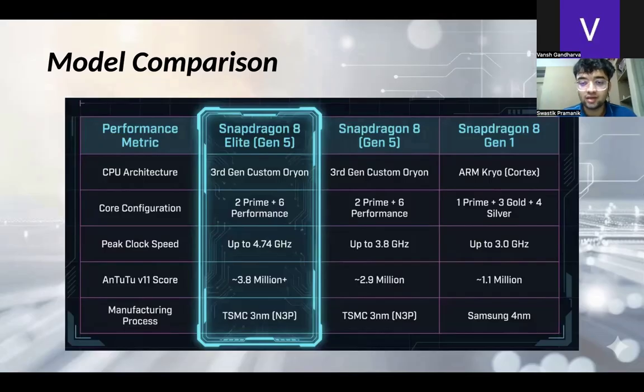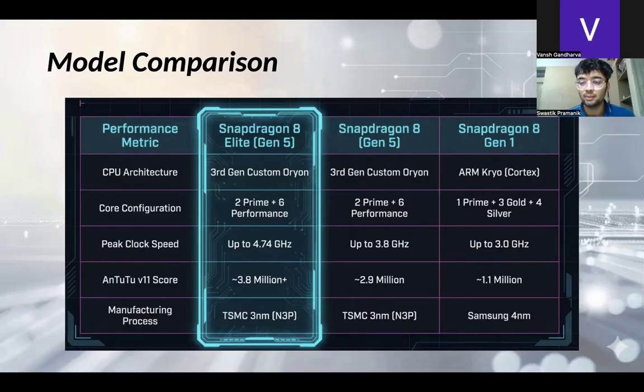So as we can see, the model comparison between the Snapdragon 8 Elite Gen 5 versus the earlier Snapdragon models, which are the Snapdragon 8 Gen 5, which is non-elite, and the Snapdragon 8 Gen 1. So we can see the CPU architecture. Both the Snapdragon 8 Elite Gen 5 as well as the Snapdragon 8 Gen 5 have the third generation custom Oryon CPU, while the Snapdragon 8 Gen 1 has ARM. There are differences between their core configurations.